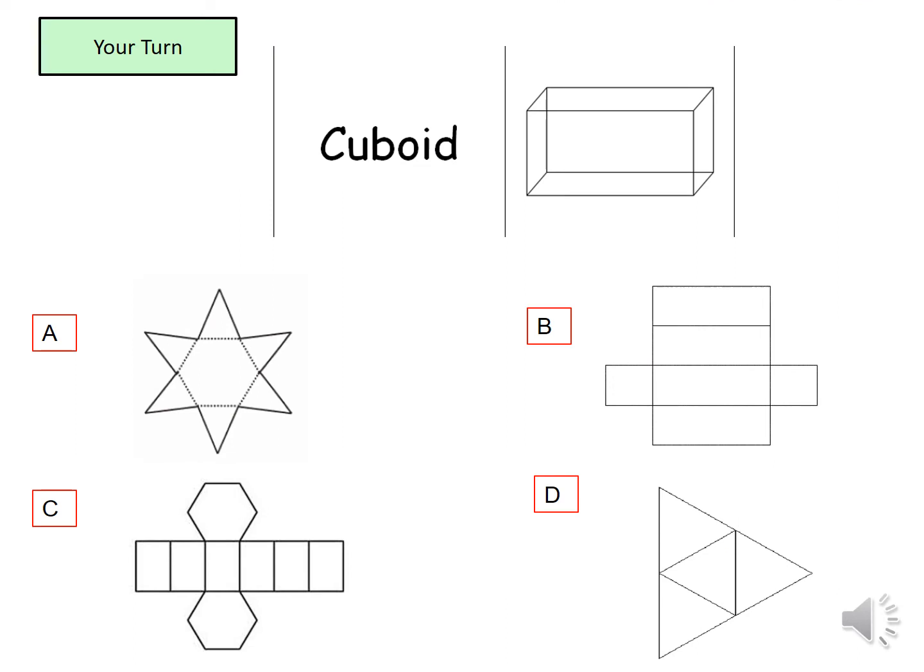Okay, so on the board we have a cuboid. We have this cuboid over here. We have 4 different nets. We have A, B, C and D. I would like you, when I finish talking, to pause the video and make a guess of what you think, from your own common knowledge, is the net of this cuboid shape. So you have to pick either A, B, C or D. If you can pause the video and have a go now.